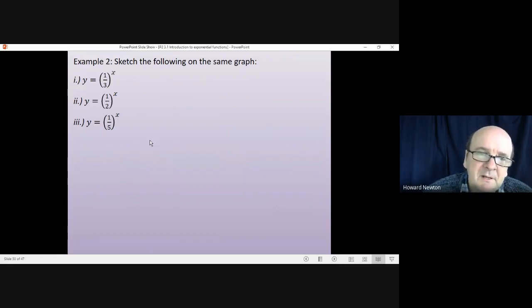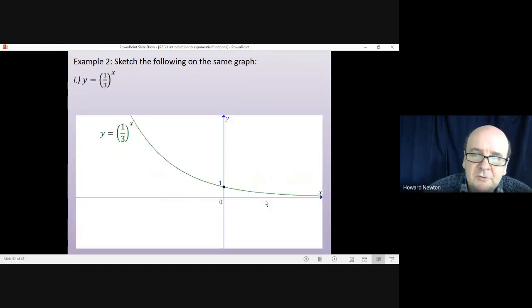Okay, let's have a look. So y equals a third to the power of x. A third is between 0 and 1, so the curve will be that way round and will look something like that. That's all you need to show. It goes through 1 on the y-axis, it's bigger on this side, heads towards 0 on that side.